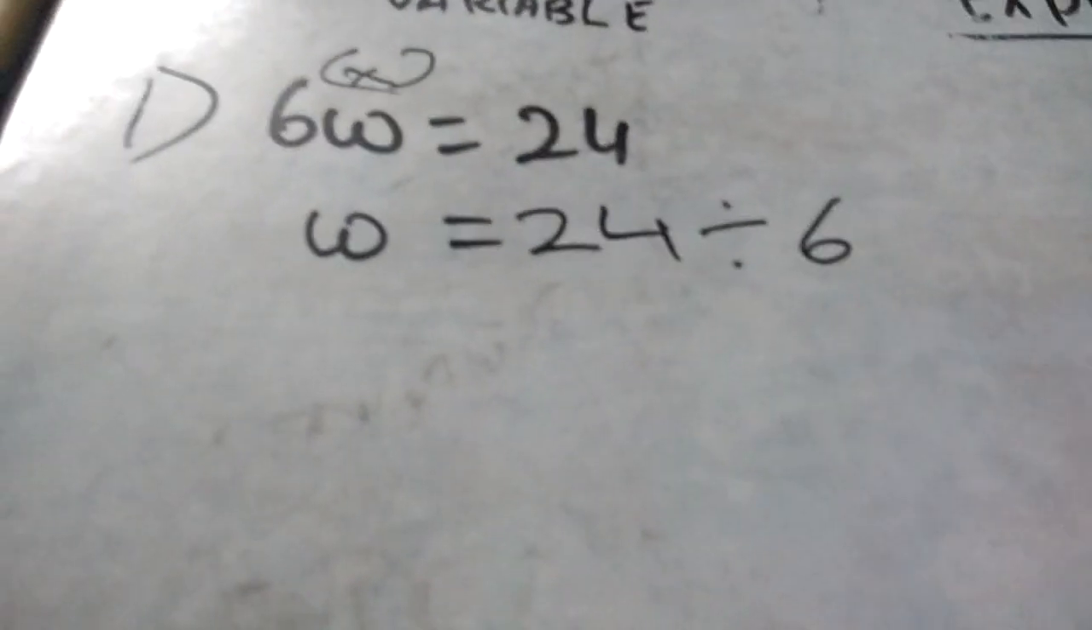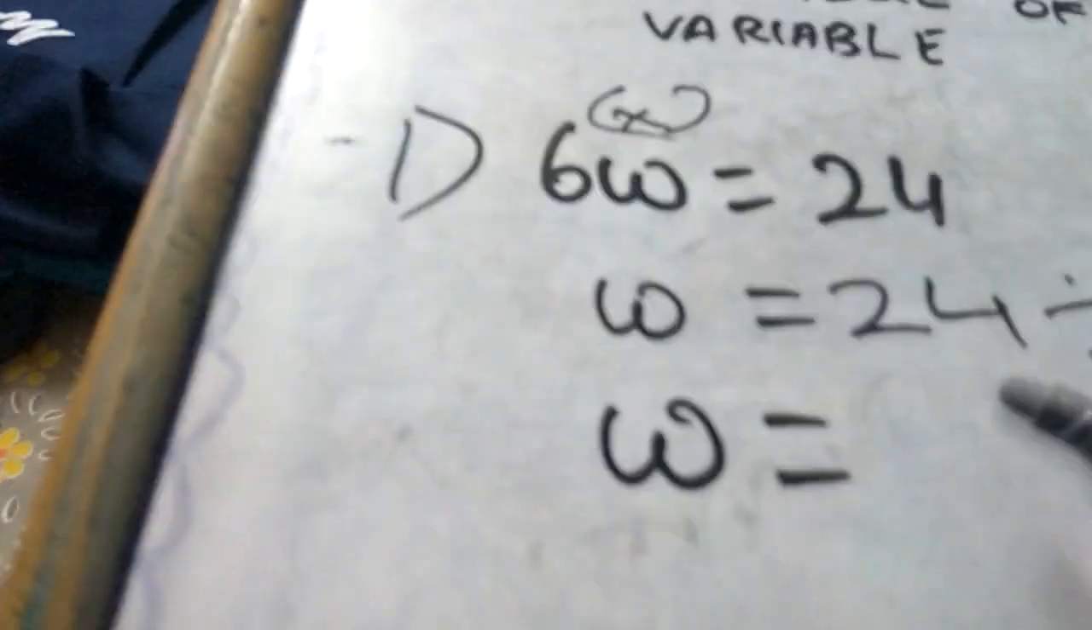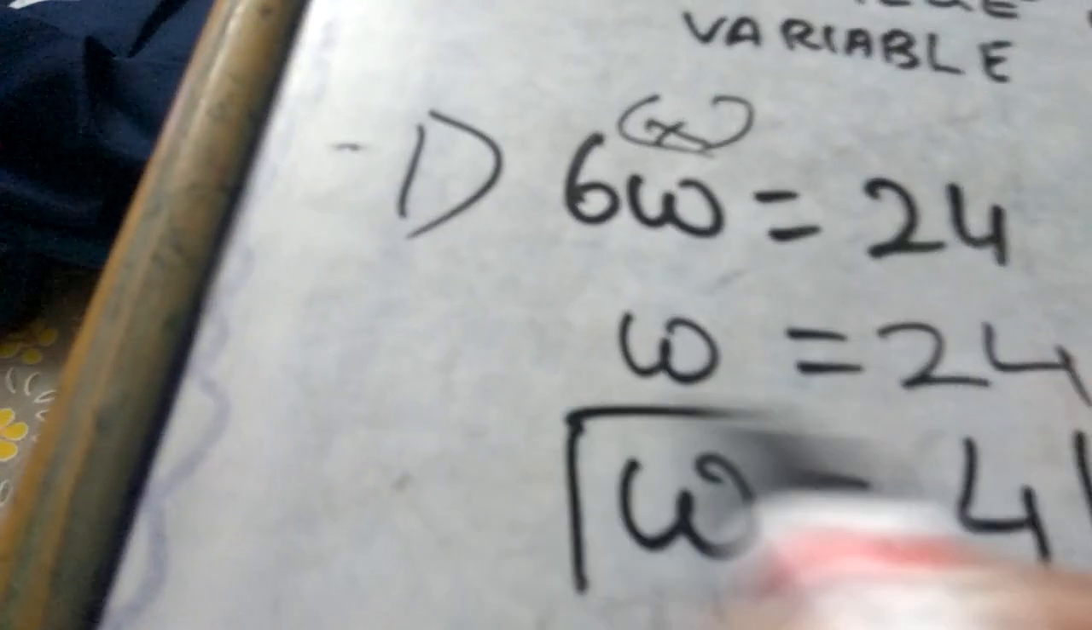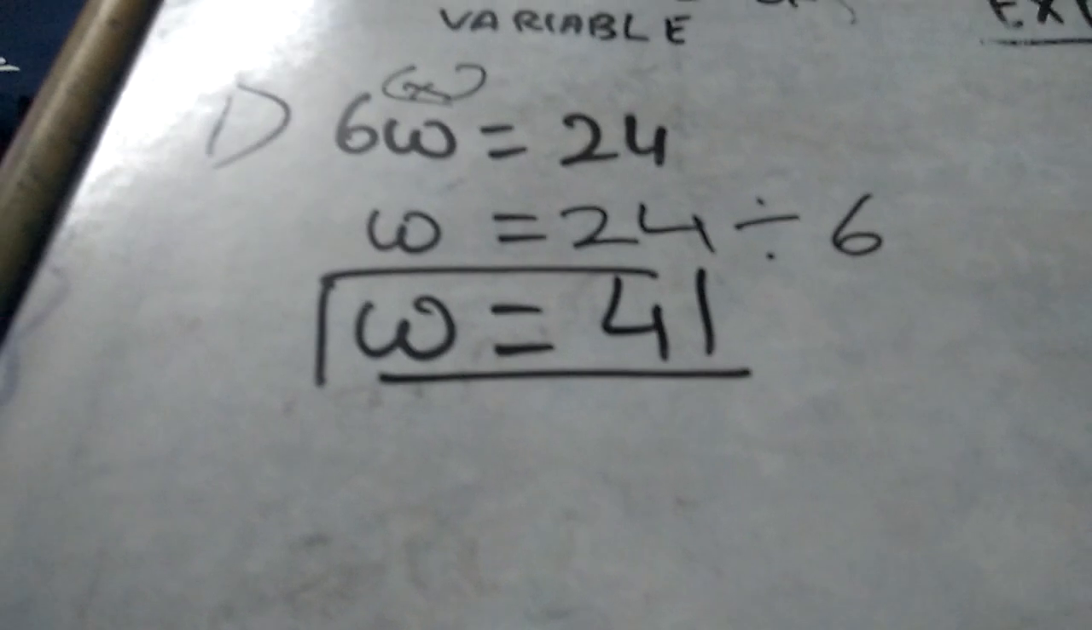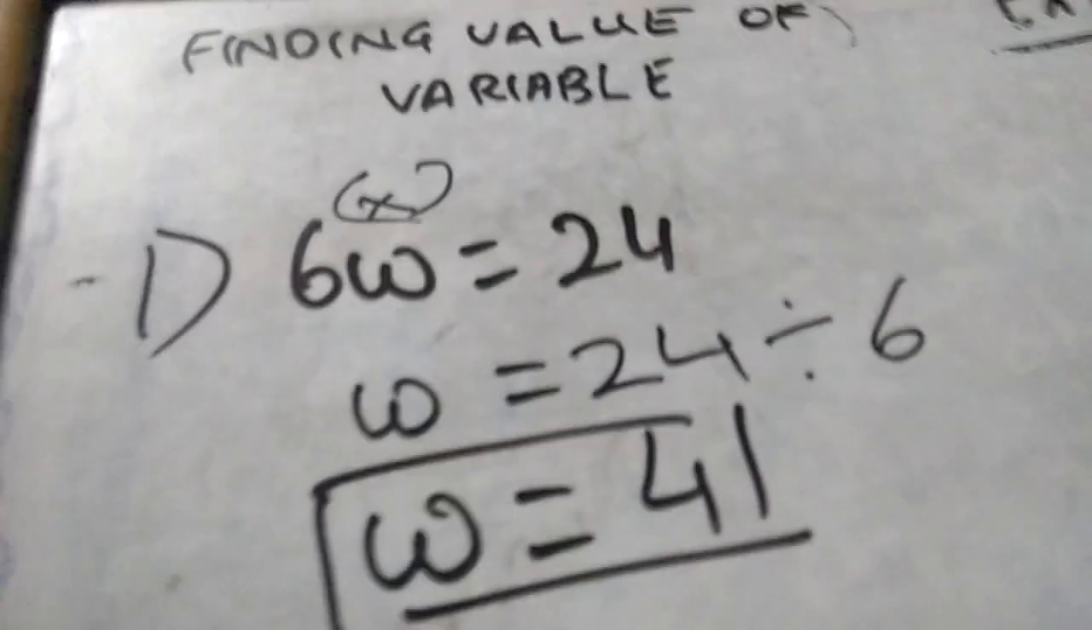We will do two more sums after this, which will make it clearer. So here W is equal to 4. That's the way it's done. I hope some of you at least understood. Let's jump to the second sum.